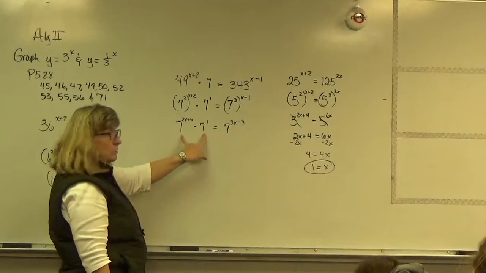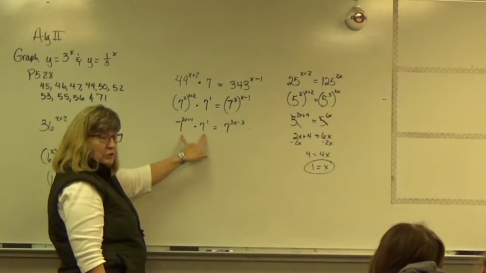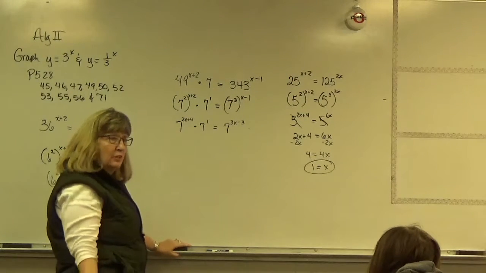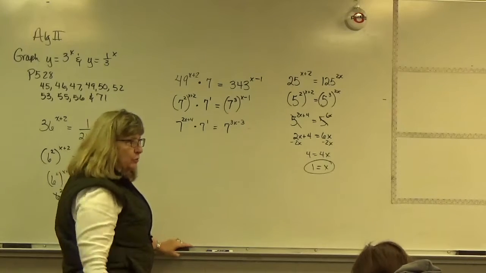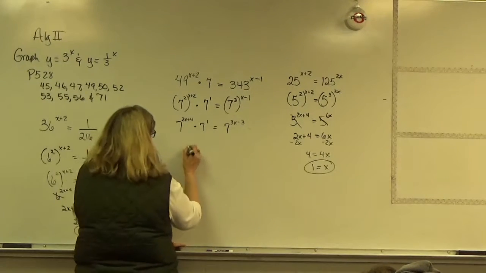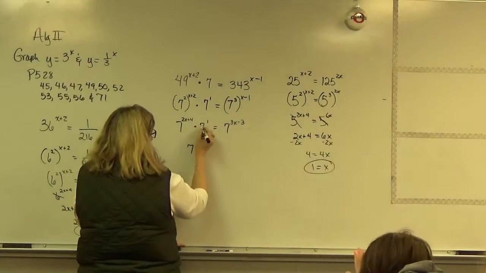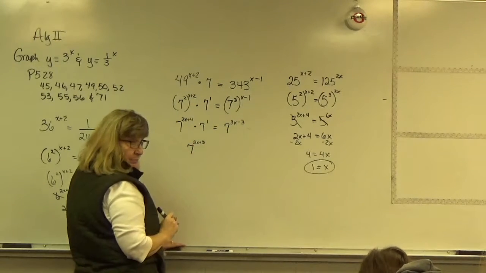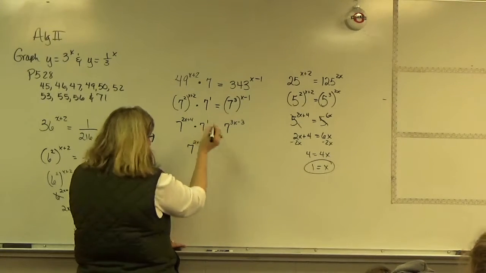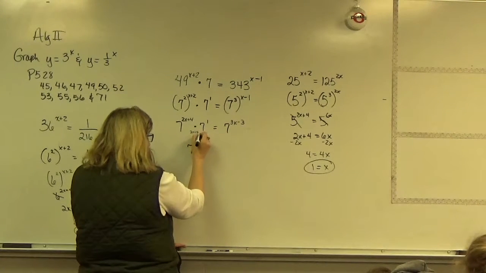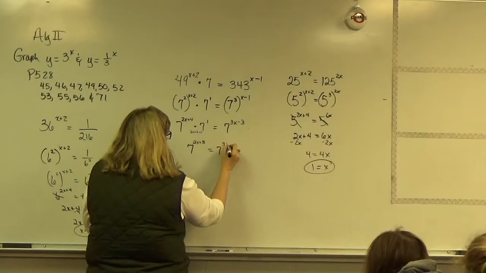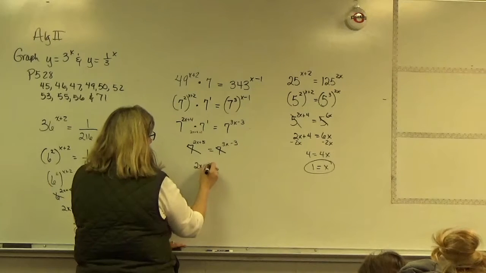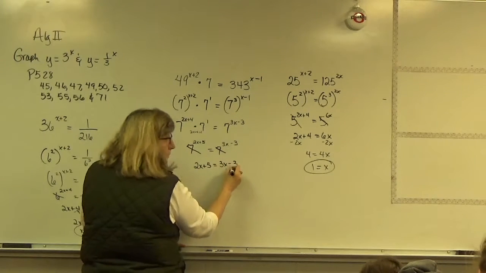Now, what do I do over here? I want just one base, and I've got 2. Multiply. When you multiply, what are you supposed to do with your exponents? It goes back to our rules of exponents. Rules of exponents come back to haunt you again. So what's 2x plus 4 plus 1? 2x plus 5. Or you could have written the step 2x plus 4 plus 1 in there. Now are my bases exactly the same? So 2x plus 5 equals 3x minus 3.